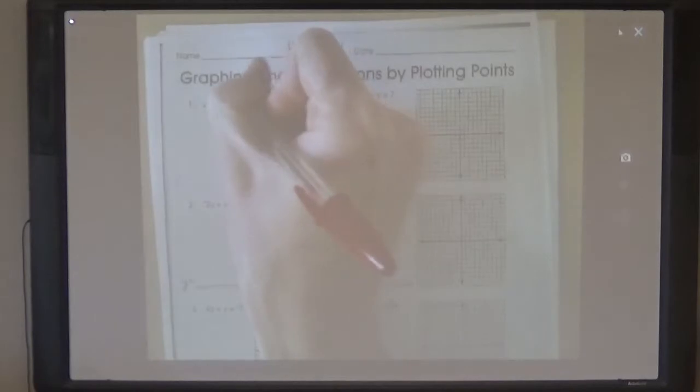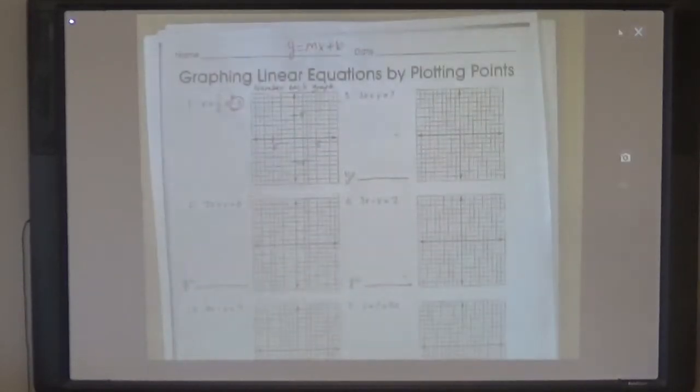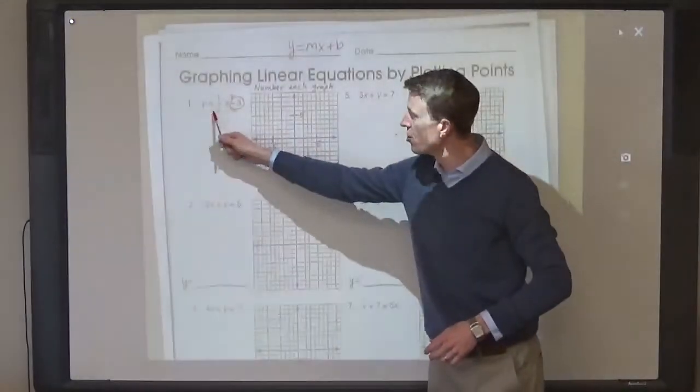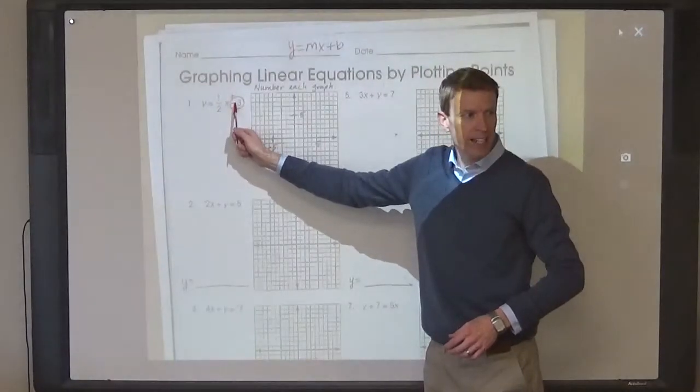It's always the number that is not next to the x. It's not the coefficient of x. So in number 1, it's -3.